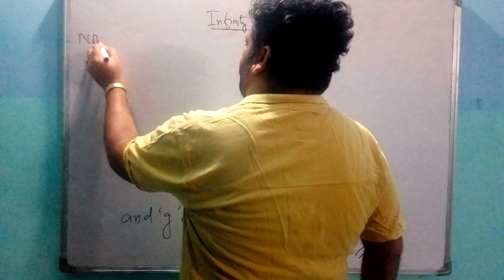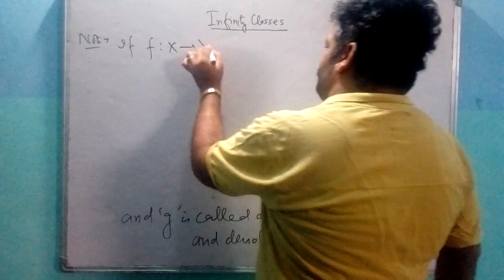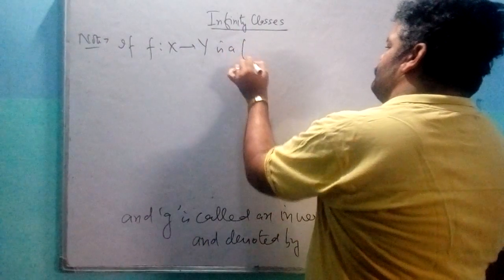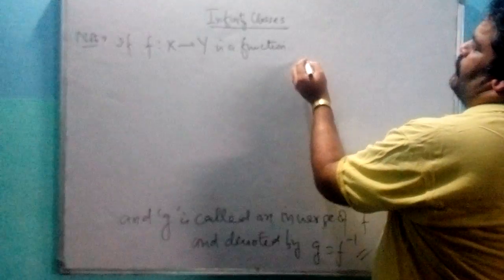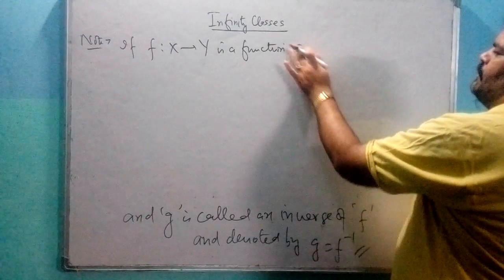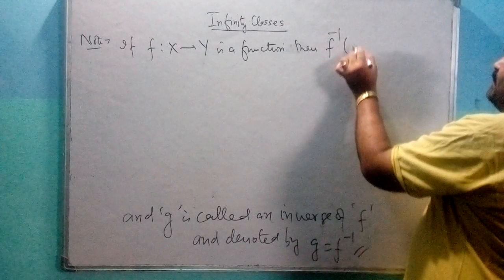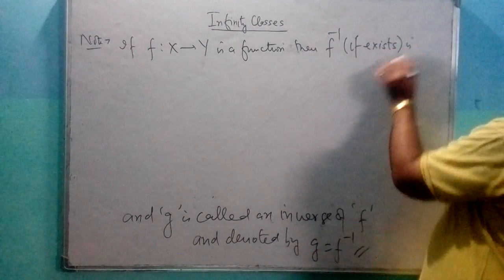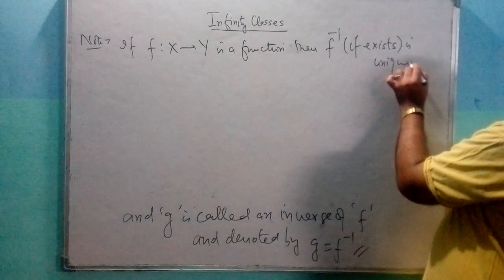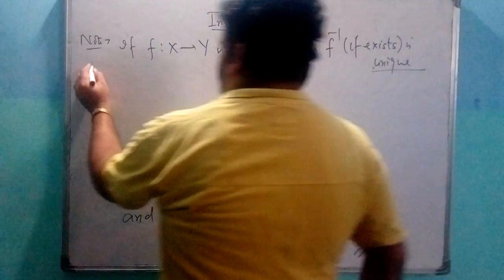Note, if f from X to Y is a function, then f inverse, if exists, is unique. Whenever inverse exists, then this is a unique solution.